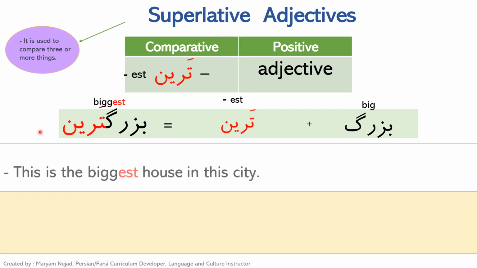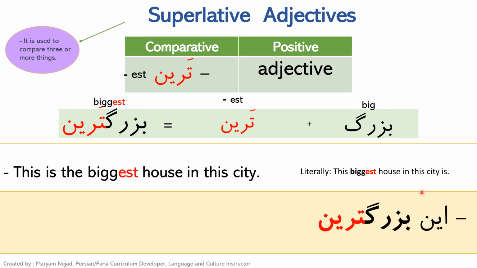So here we have an example. We have this is the biggest house in the city. So literally we need to say something like this biggest house in this city is. این بزرگترین خانه در این شهر است.